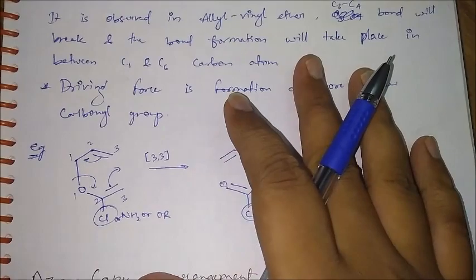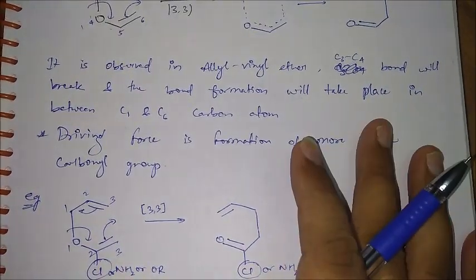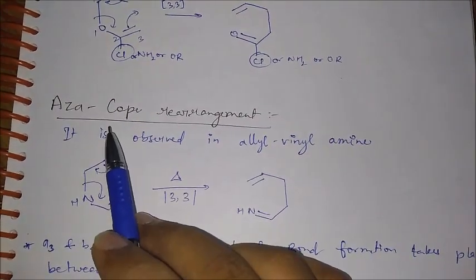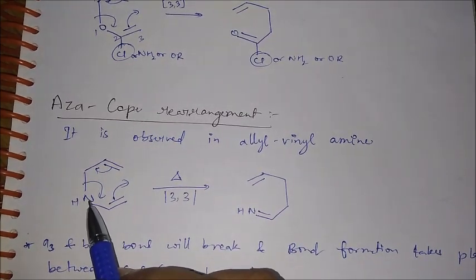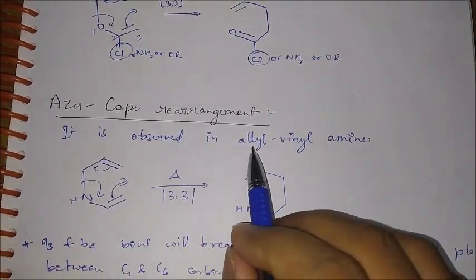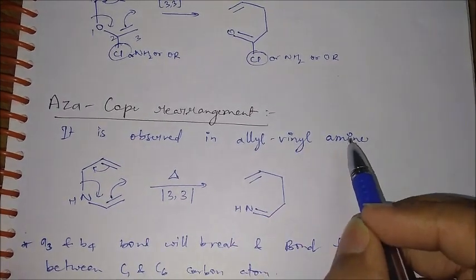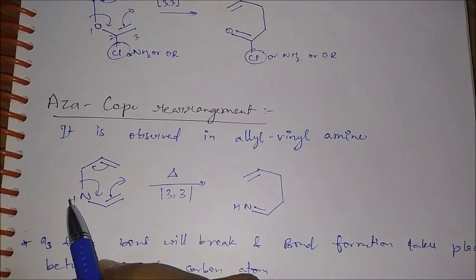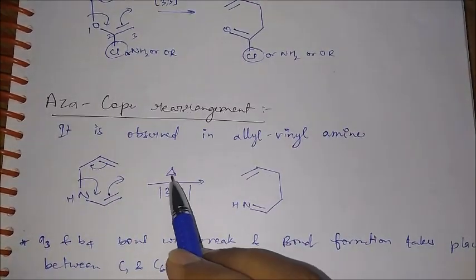So these are the examples of your Claisen rearrangement and Cope rearrangement. Now there is one more that is called the Aza-Cope rearrangement. In the Aza-Cope rearrangement, the things are the same, just the difference is that earlier you saw allyl vinyl ether, and now you are having allyl vinyl amine. So you will be having an amine group, that is NH group. So a secondary amine will be here, and the things will all be the same. You will be having 3,3-sigmatropic rearrangement.